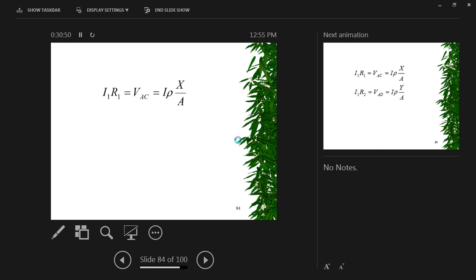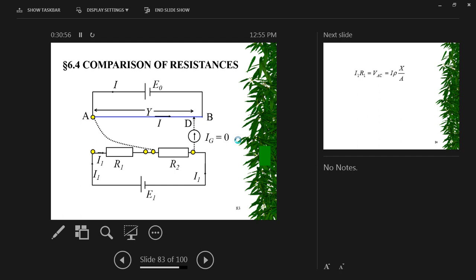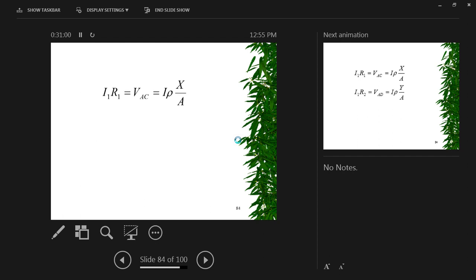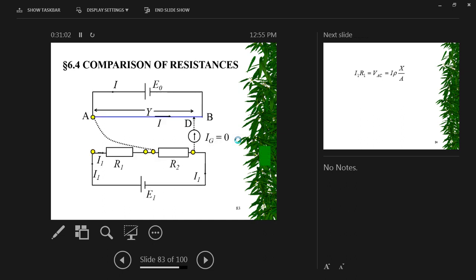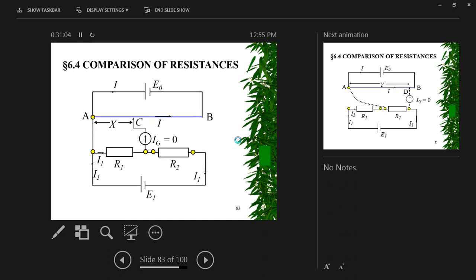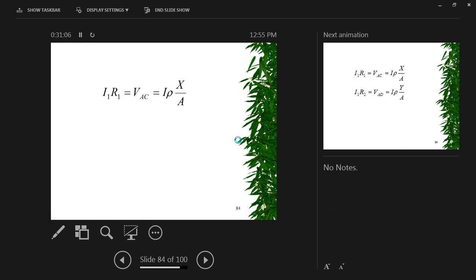So for the first resistor, in the first case, I can just write down this equation. The potential difference across that first resistor is the current flowing through it times its resistance, V equals IR, right? That must be equal to the potential difference of the balance length, X. So it's nothing but I rho X over A, the same expression we used in the earlier two examples.